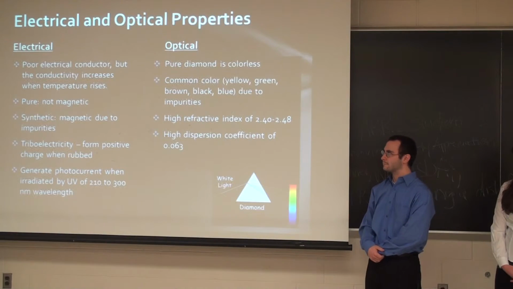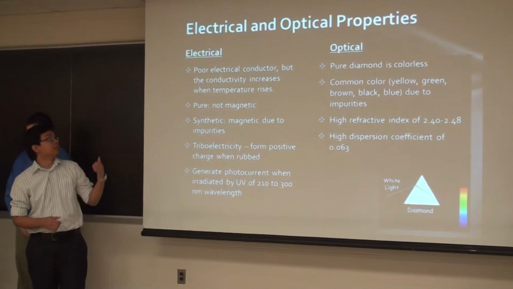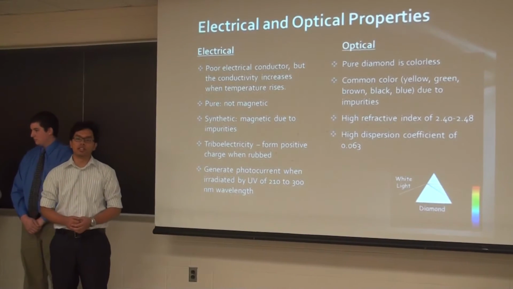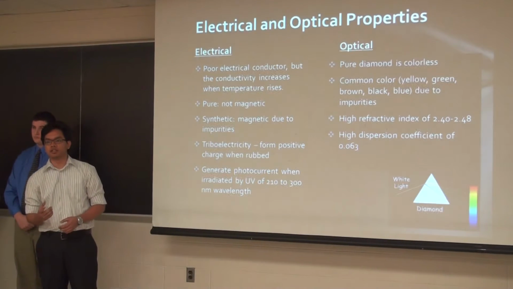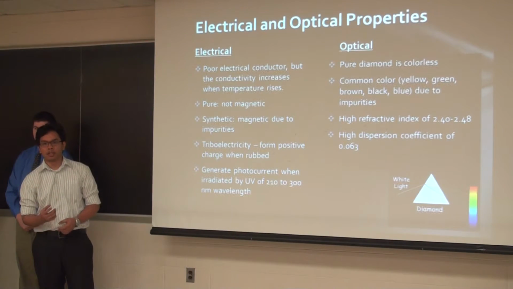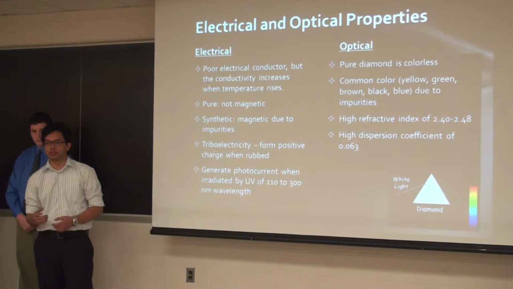So now I'm going to talk about the different properties of diamond. First we're going to talk about the electrical properties. First thing you should know is that a pure diamond is actually a bad conductor, but as the temperature rises, the conductivity of the diamond will increase.